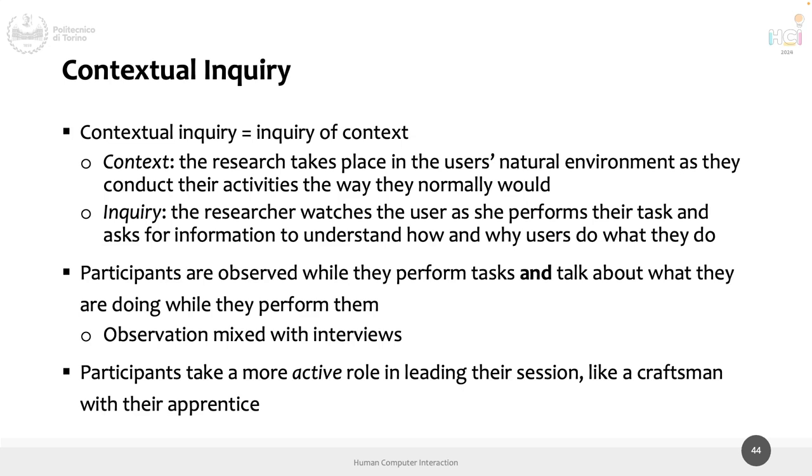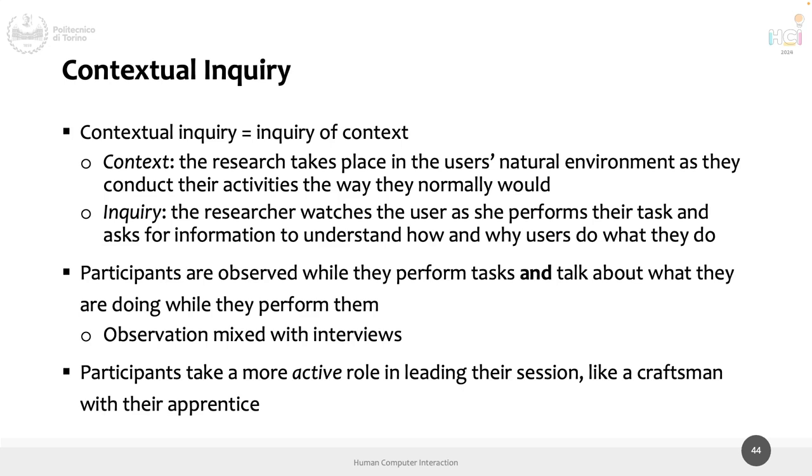So contextual inquiry stands for inquiry of context. And what is the context? The context is that the research takes place in the user's natural environment, so it's a sort of naturalistic observation, as they conduct their activities as they normally do. So it's an observation in the context.